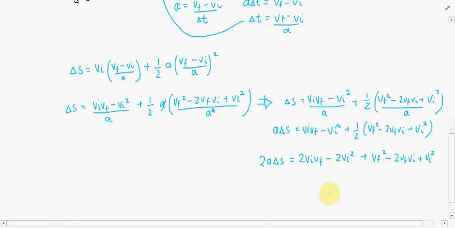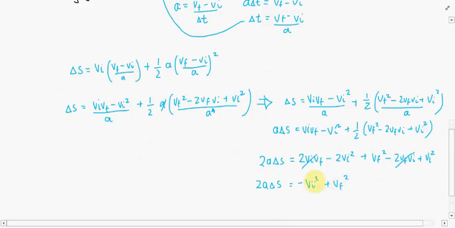Okay, getting closer. We can cancel a couple of things. So you can see here is a plus 2ViVf minus 2VfVi. So this is going to cancel with this. I have a minus 2Vi squared plus a 2Vi squared. So minus 2 plus 1 gives me minus 1. So I'm just going to rewrite this one more time. 2aΔs is equal to minus Vi squared plus Vf squared.